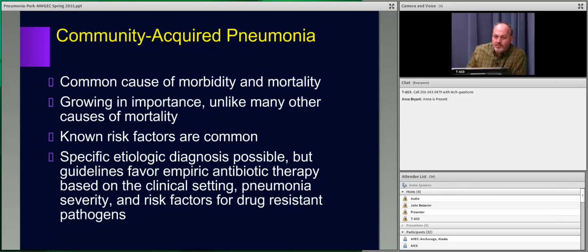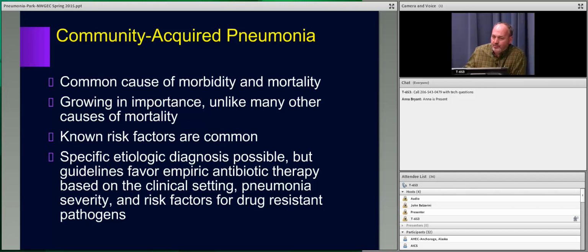All right, so let's talk about community-acquired pneumonia. This is, as I've pointed out, a very common cause of morbidity and mortality. It's growing in importance. More and more people are dying of pneumonia as time goes on, whereas we're making a great impact on deaths due to heart disease, stroke, and cancer. Known risk factors are very common.